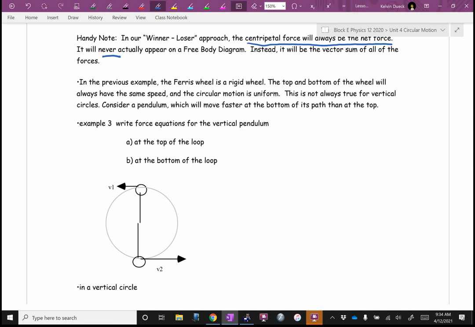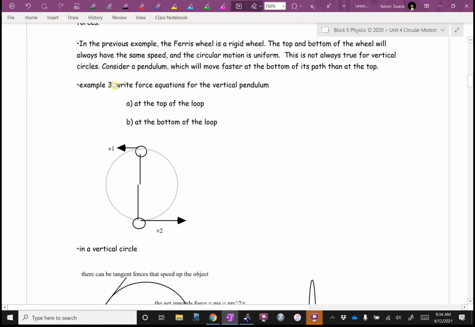But the only place that we can analyze this situation is right here and right here, when the mass is at the top, when the mass is at the bottom. We could maybe handle it when it was right here, but it would be a lot of trig and components and, bleh, don't care. Okay? So if we look at a pendulum, which moves faster at the bottom than at the top. Example 3 says, write force equations for the vertical pendulum.